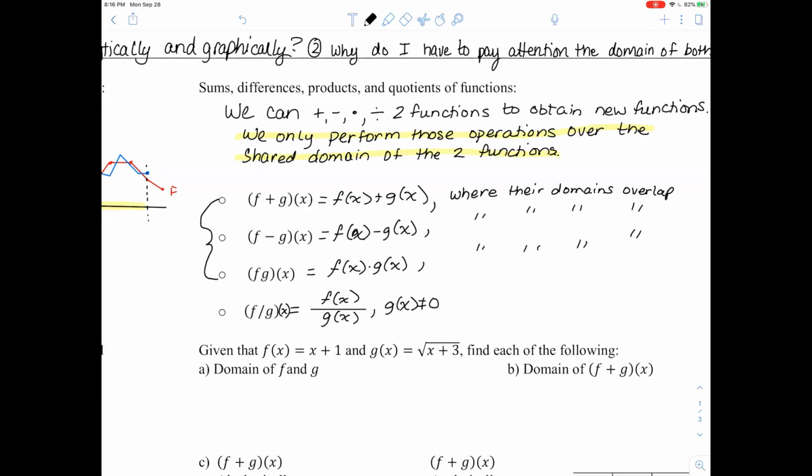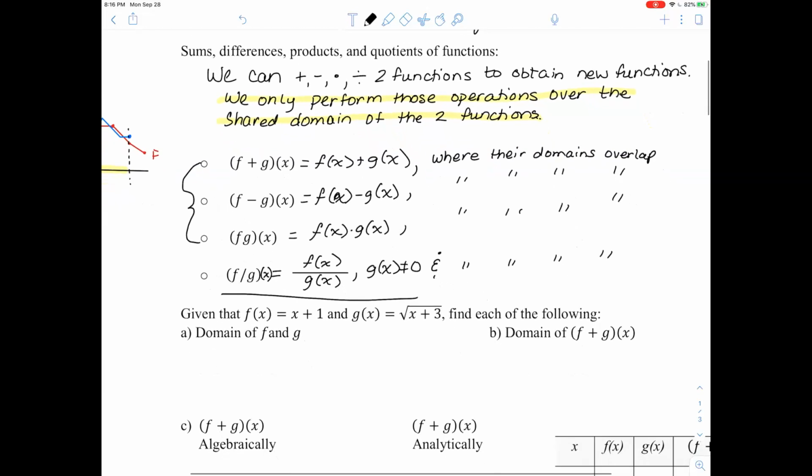So that is a restriction on the domain. So it's going to have an additional restriction along with where their domains overlap. So just clue into that when you are doing division, when you're finding the quotient. Whatever function you put in the denominator, you have to find the zeros of that function so that you can eliminate those from the domain because they're restrictions.